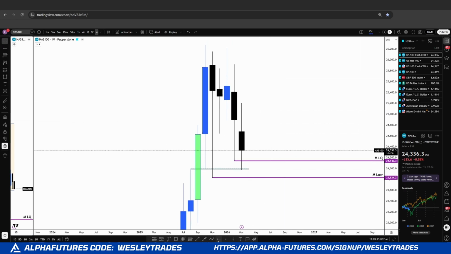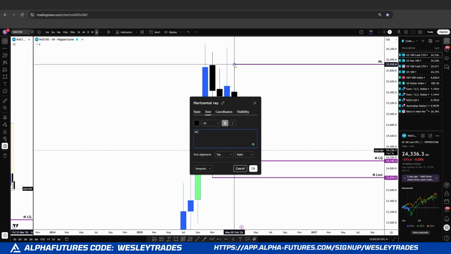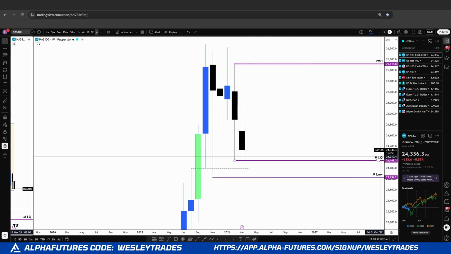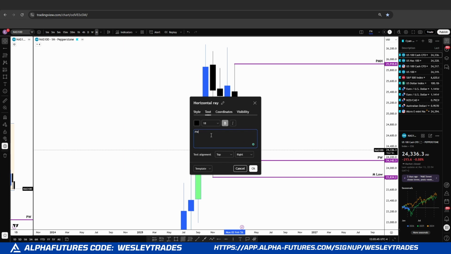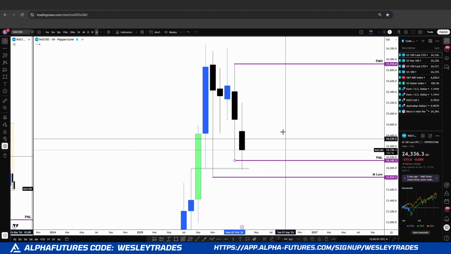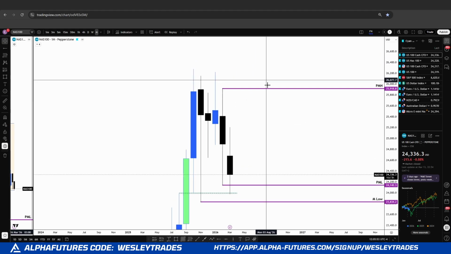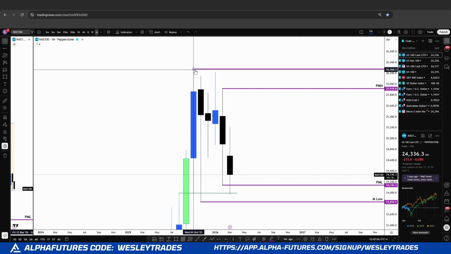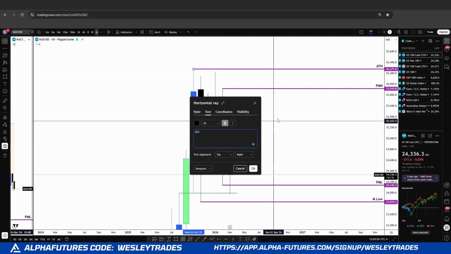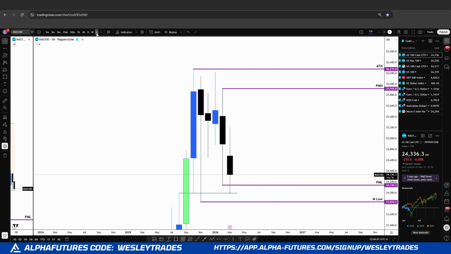All right. So I'm just going to keep it simple here. I'm just going to say monthly liquidity level. Let's make this the previous month high. PMH. Previous monthly high. I'm going to make this the previous monthly low. PML, not PMW, monthly low. All right, there are other levels as well, like you can mark out the all-time highs. Perfect. In any case, let's move to weekly.